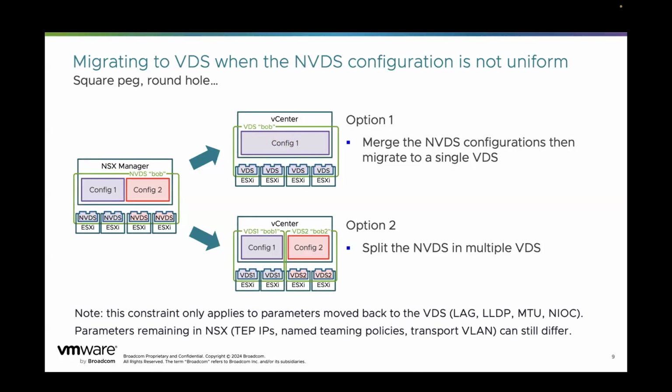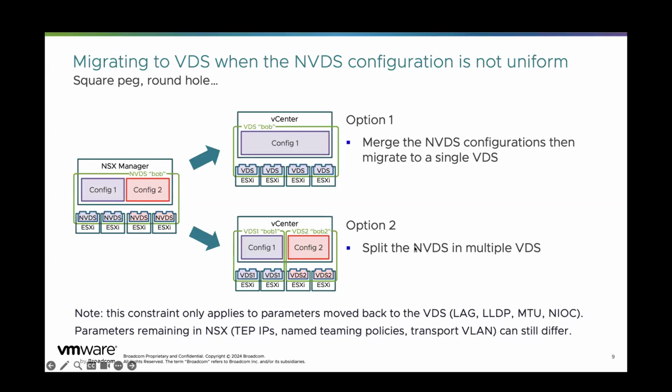The reason I highlighted the different parameters that belong to vCenter and NSX Manager is that this merge or split of configuration is only necessary for the parameters that move back to the VDS, because it's a VDS that expects a single configuration. If you have inconsistency in the parameters that remain in NSX, there is no problem, because NSX can still configure those parameters in a different way on a per host basis.